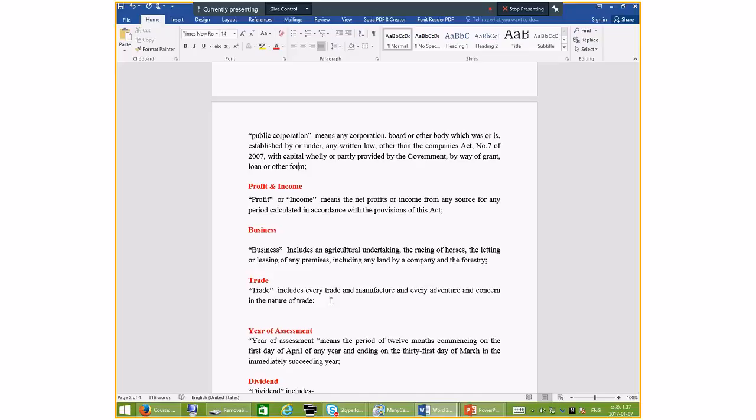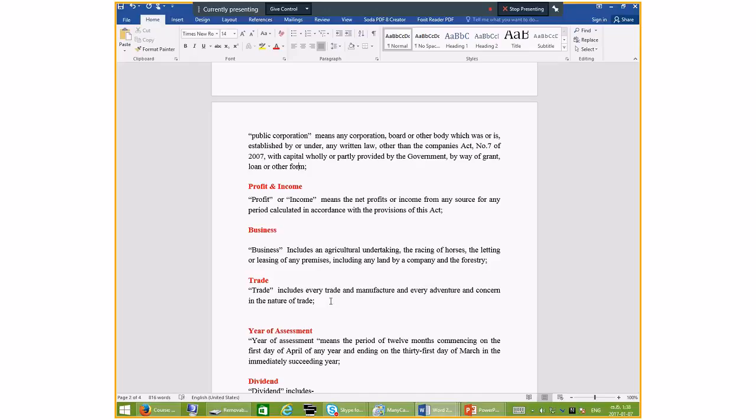If you read this Act, you can find that the words profit and income always appear and are specified in each section. Then we have to define profit and income according to this meaning. Profit and income means the net profit or income from any source for any period calculated according to the provisions of this Act. Here also profit and income means the profit and income from any source.